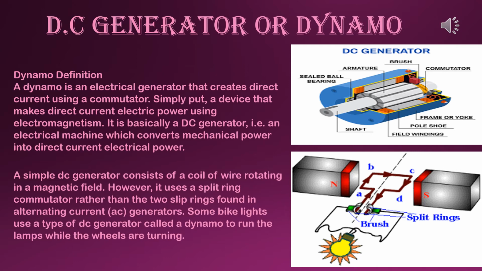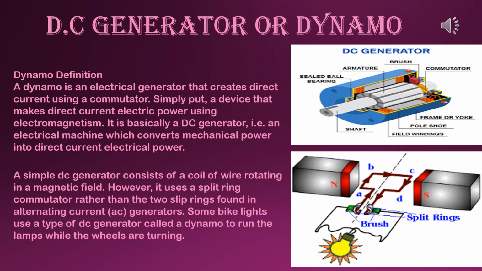Now first see the first diagram. DC generator, and this is a diagram. Armature, brush, commutator, shaft, everything has been shown, and the next one, the mechanism shown, how the bulb is glowing. Here also two magnets are there, one north pole, another one south pole. In between this one, commutator is there, armature is also there, ABCD. Brushes are there, split rings are there.